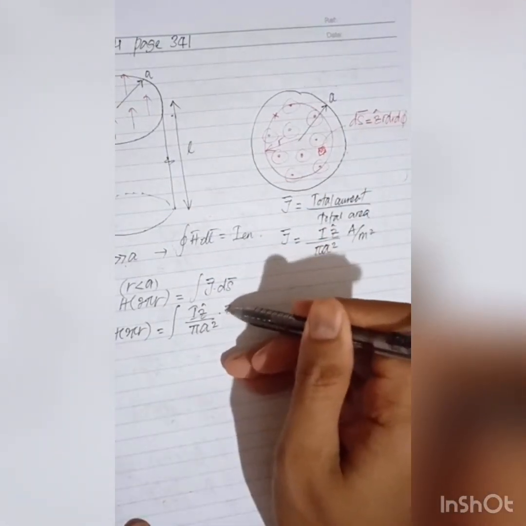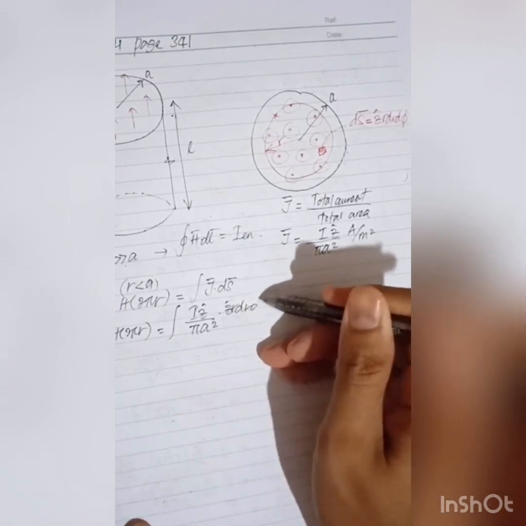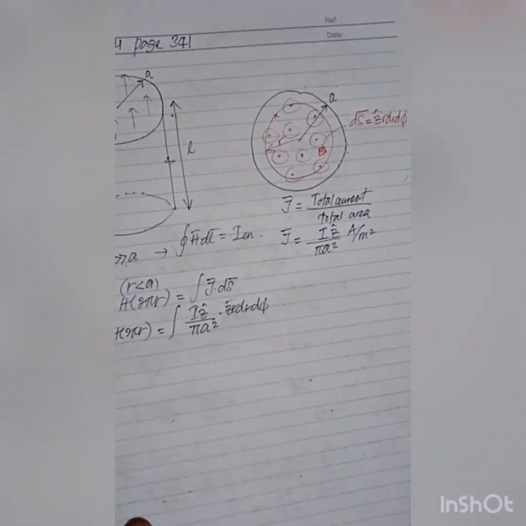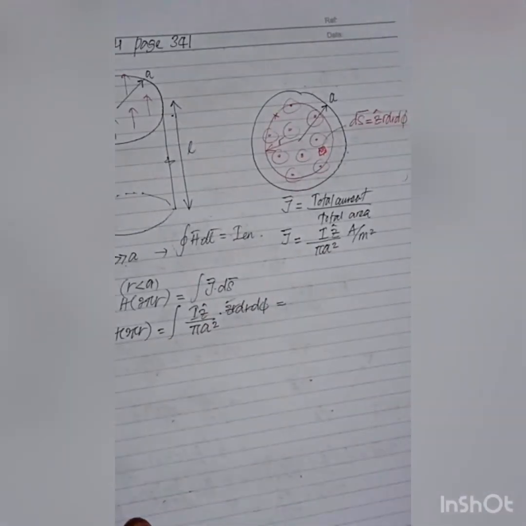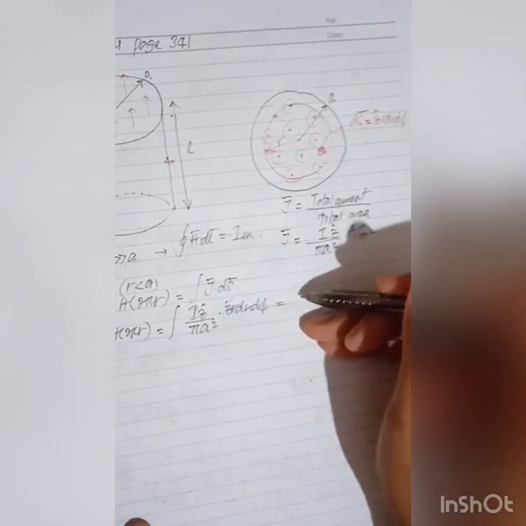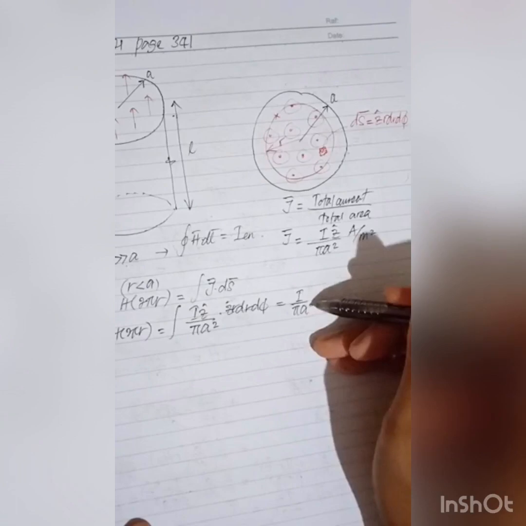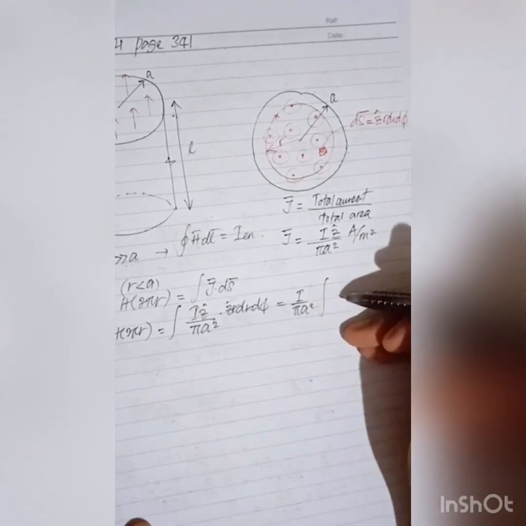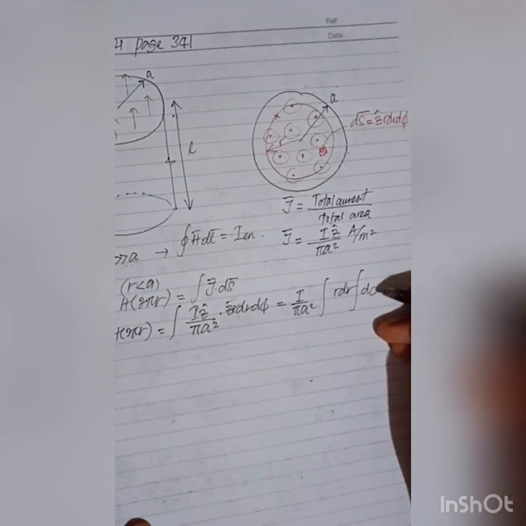So again, z, r dr dphi. We know that z dot z will be 1, so take all the constants outside of the integration part. Now we have I over pi a squared, integration of r dr, integration of dphi.